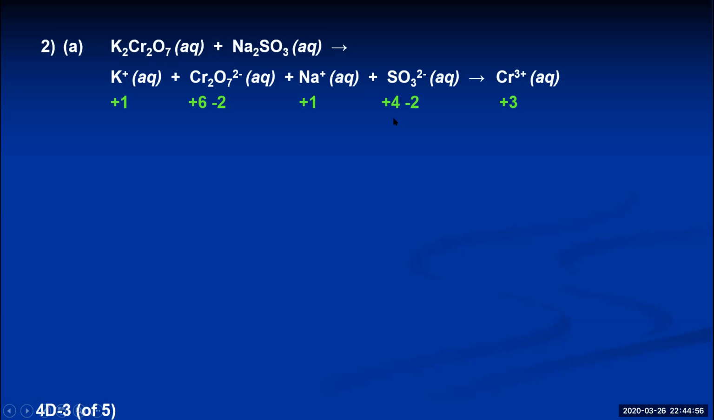But the sulfur has an oxidation state of +4, and sulfur's highest oxidation state will equal how many valence electrons sulfur has, which is 6. So sulfur can go as high as +6. So this must be the element that's going to be oxidized.